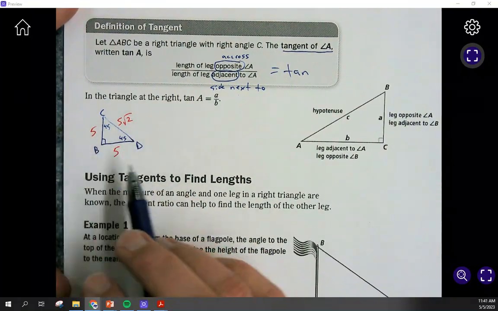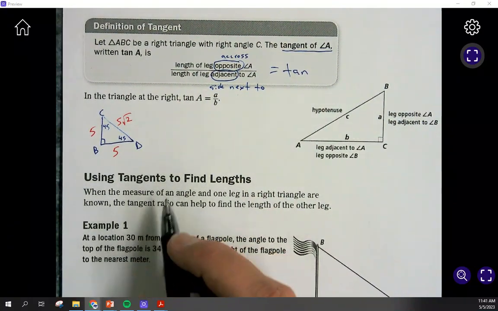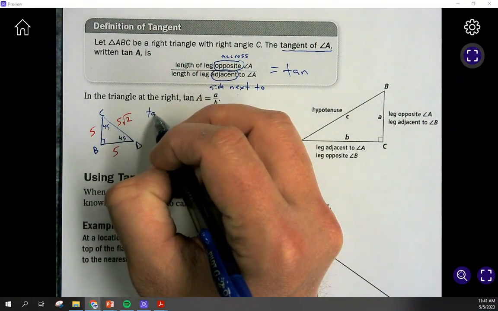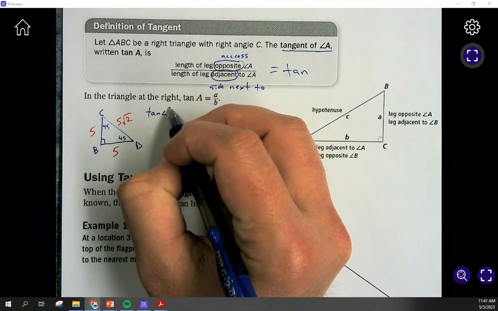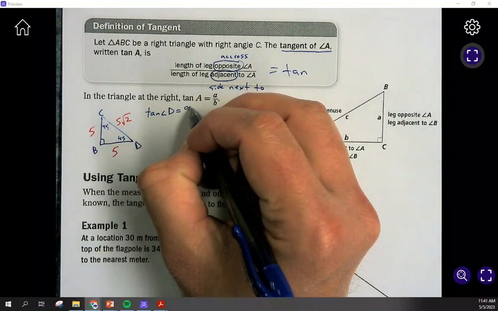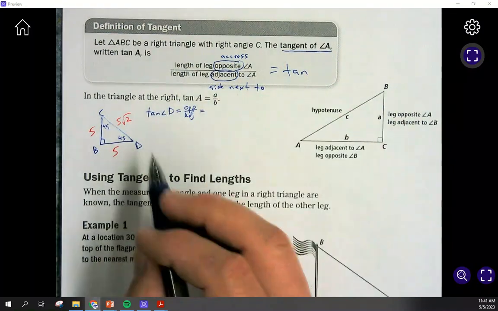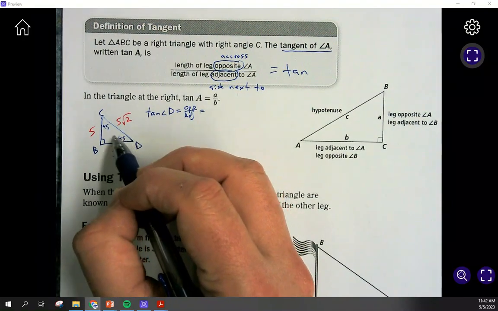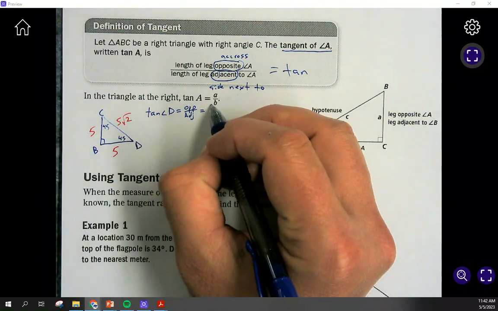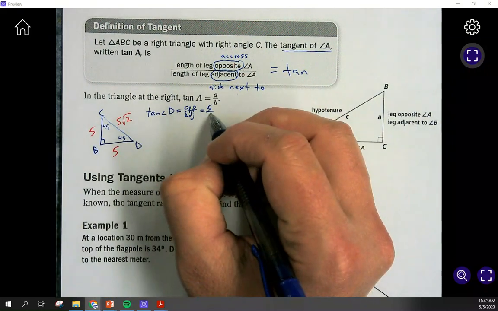But since we've studied it so much, I'm going to relate this to tangent, and then we'll make the connection to other triangles. So if I say, what's the tangent of angle D? Again, that's the opposite over adjacent. So from angle D, the opposite side is 5, and the adjacent side that's not the hypotenuse is also 5.